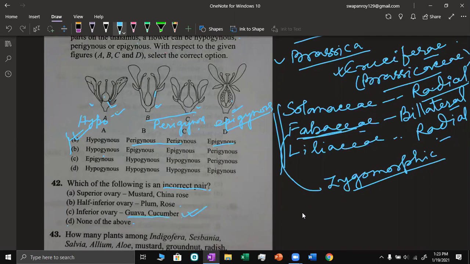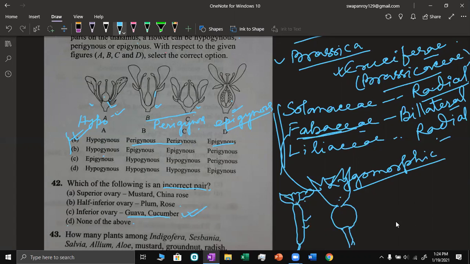This guava and cucumber. Have you seen the cucumber flower? This is a long cucumber fruit. This is the stalk, and here you will find the flower. And here, this is at the base, particularly the fruit-bearing one, that is the female flower. You will find it like this. In case of pumpkin, when the flower is very young, you will find at the base that there is the stalk and this is the flower.